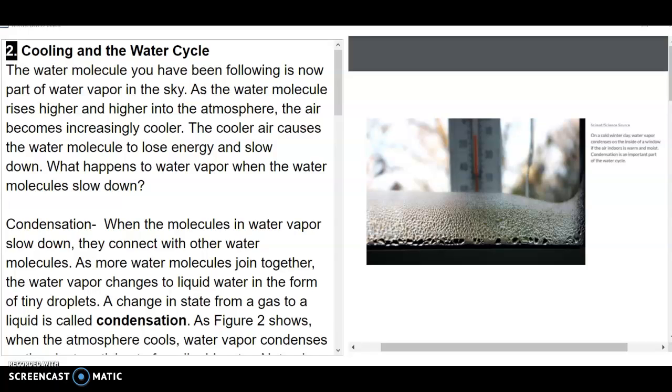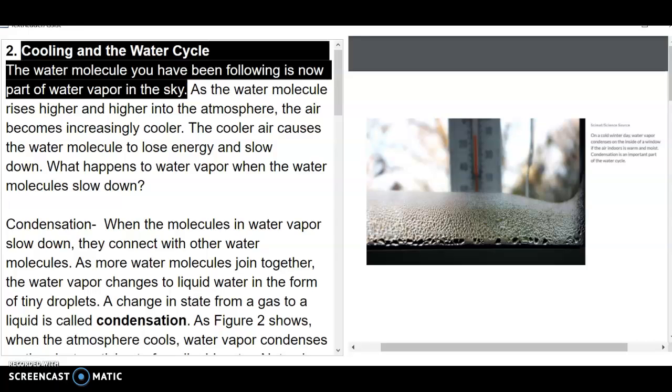This is the water cycle section 2 called cooling in the water cycle. Last week it was heating in the water cycle. This week we're going to talk about cooling in the water cycle. The water molecule you've been following is now part of a water vapor in the sky.